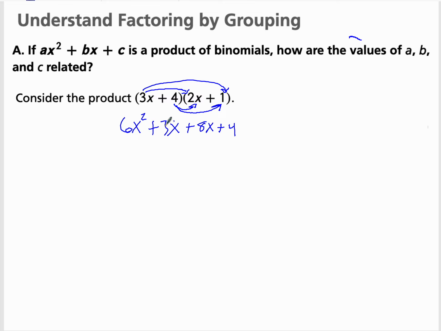And now I can simplify that. So 6x squared plus 11x plus 4. Okay.